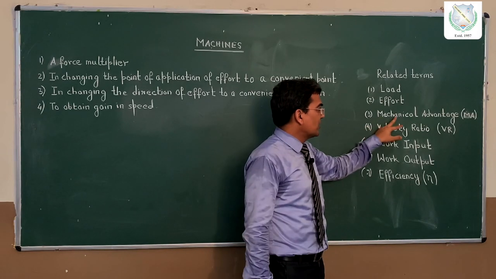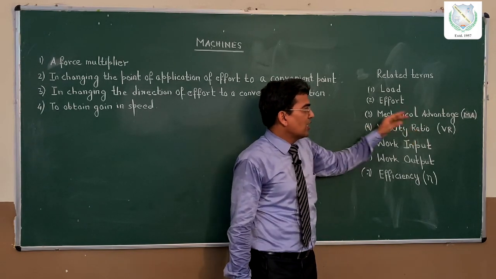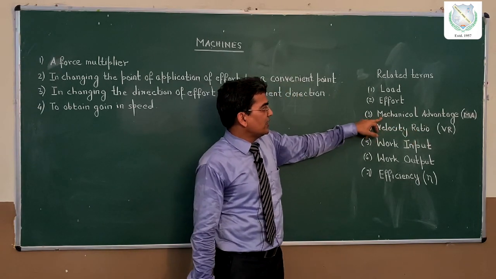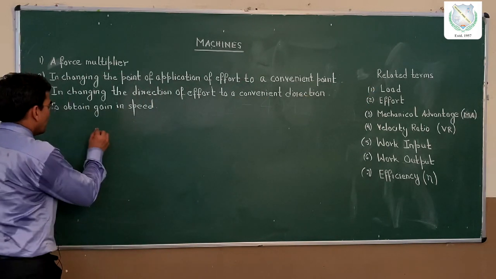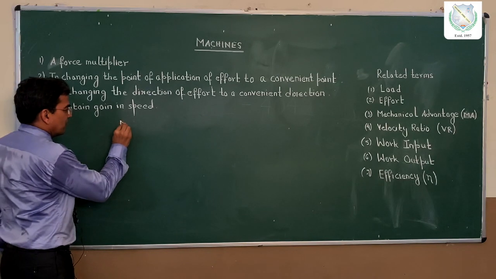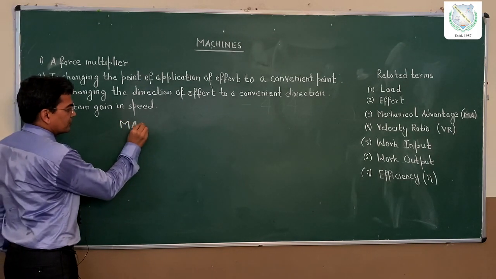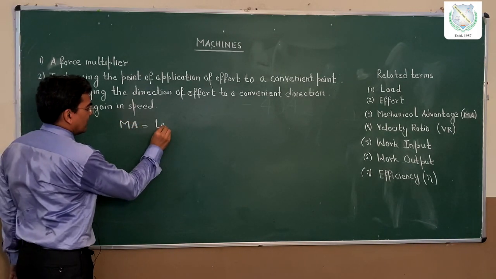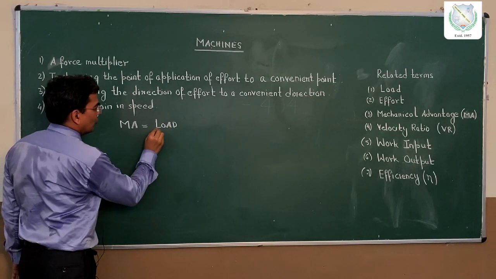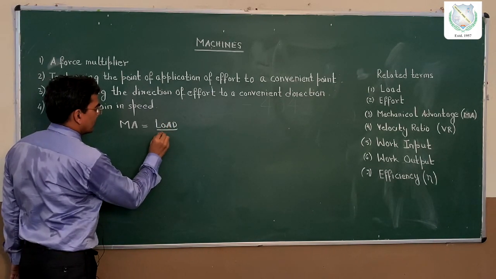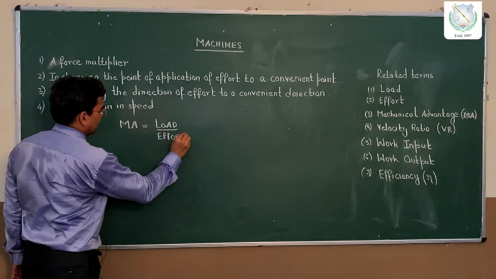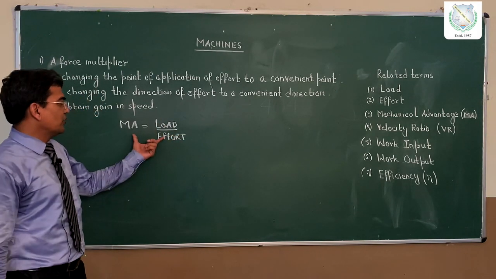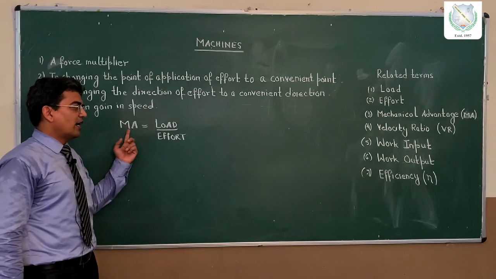Next we have the term mechanical advantage. The mechanical advantage of a machine is the ratio of load to the effort. See here, mechanical advantage is the ratio of load to effort. So this ratio is called mechanical advantage.